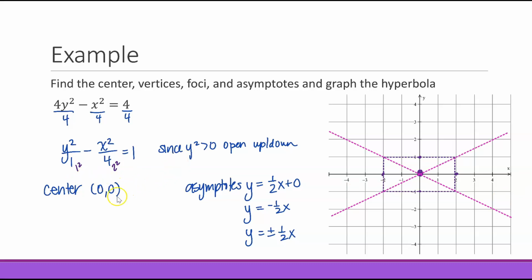And then let's go ahead and sketch the graph, and we can identify our vertices and then find our foci. If we sketch the graph, remember it's going to open up and down because the y variable is positive.